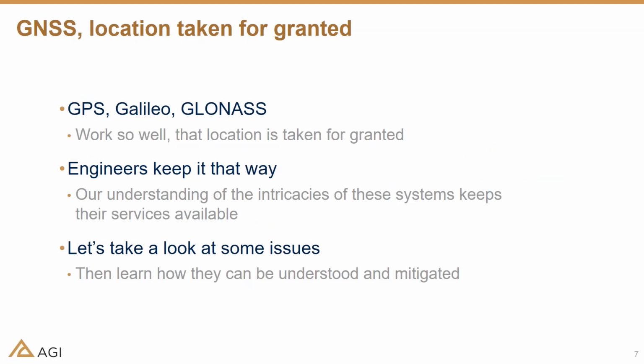So with that, I'll start by talking about the fact that location has been taken for granted for quite a while now. Everybody has devices that have GPS chips in them. With the advent of GPS, Galileo, and GLONASS, multiple GNSS systems, they work so well that everybody just assumes you've got location anytime you need it. Well, we engineers are the ones that keep it that way because we understand the intricacies of that system and how they work. To keep from running into problems, we have to understand the issues that go along with these systems. So I want to take a look at a couple of these issues this afternoon.